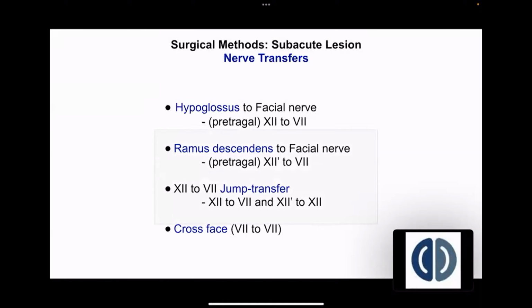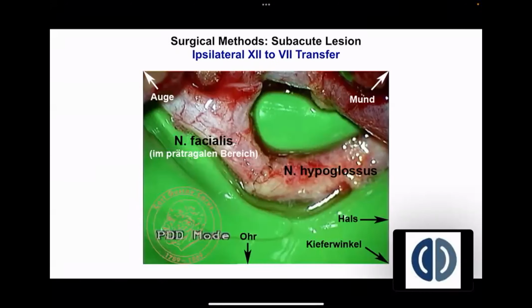So our preferred method here is to use the descending branch and a jump transfer. So this is a clinical picture showing the facial nerve and the hypoglossal nerve. I just put this picture in order to show you the size adaptation of the hypoglossal and the facial nerve. And again, we also talked about split hypoglossal transfer.